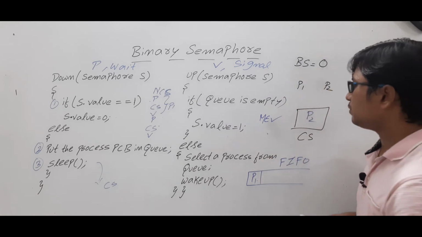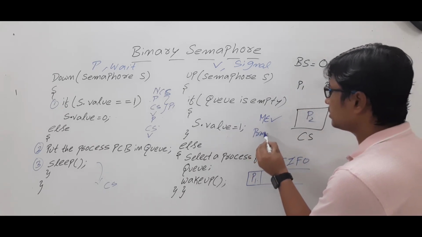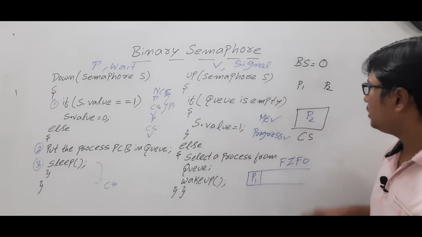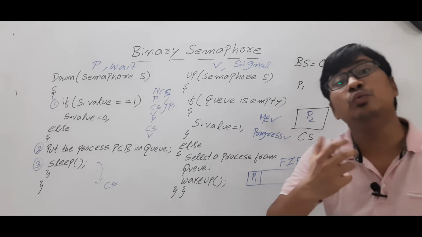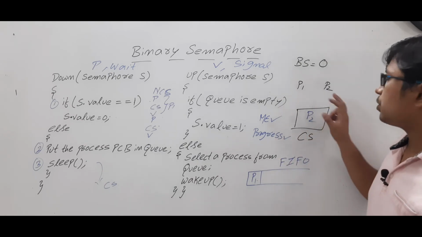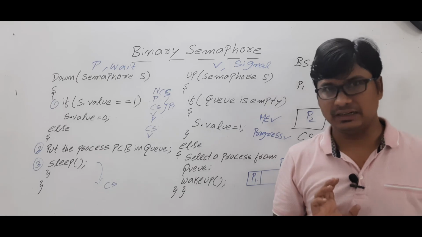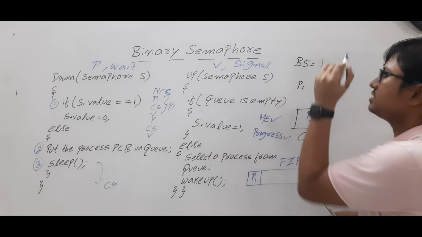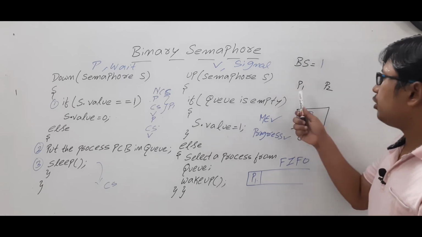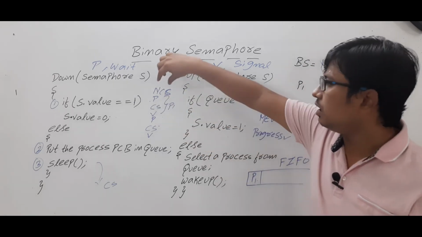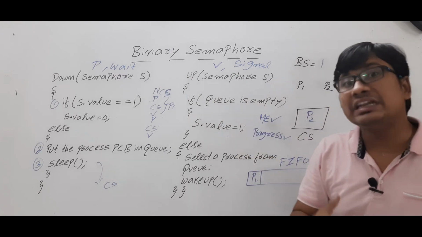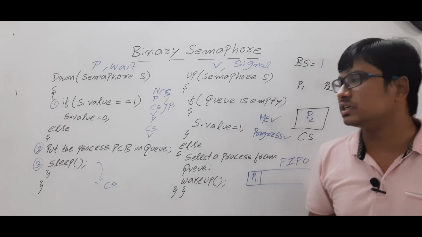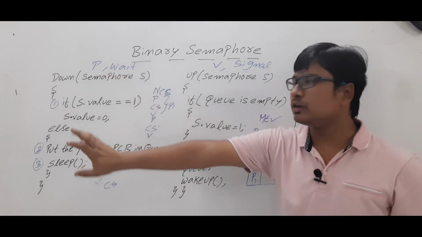Now check whether progress has been achieved or not. Obviously progress will be achieved. How? When process P1 does not want to enter into the critical section, process P2 can successfully enter. How do you check it? Let's take that the binary semaphore value is equal to 1. Now process P1 is executing the non-critical section, so it is not ready to enter into the critical section. Now process P2 wants to enter into the critical section. What will it do? It will perform the down operation.